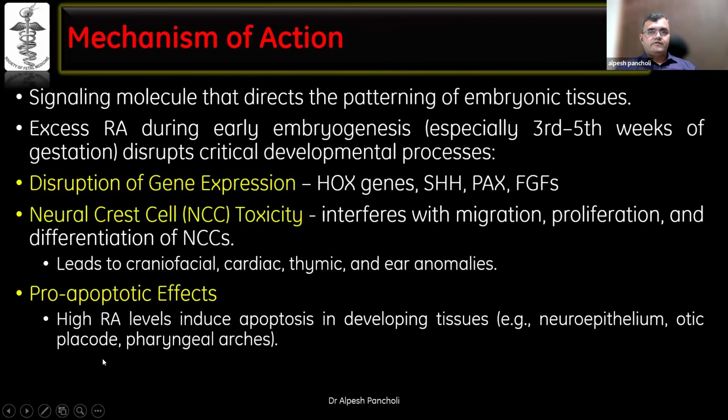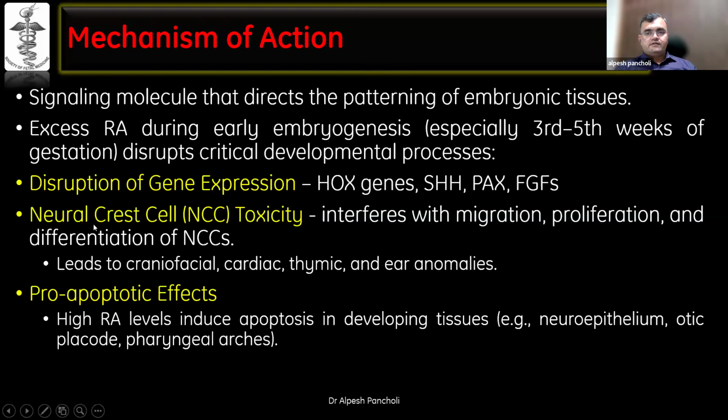What is the mechanism of action? Retinoic acid acts as a morphogen. So it is a signaling molecule that directs the patterning of embryonic tissue. Excess retinoic acid during early embryogenesis, during the third and fifth weeks of gestation, disrupts critical developmental processes. It disrupts gene expression like Hox genes, sonic hedgehog, PAX, and FGF, which are required for craniofacial development.